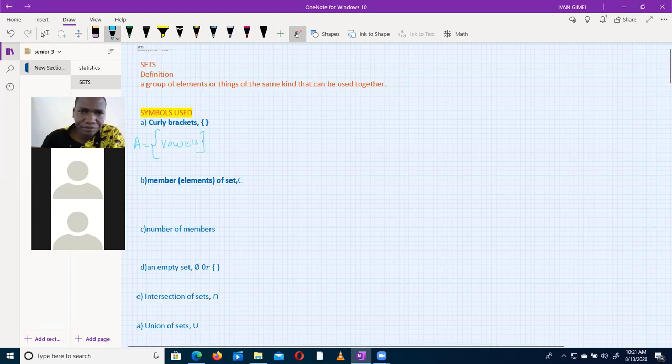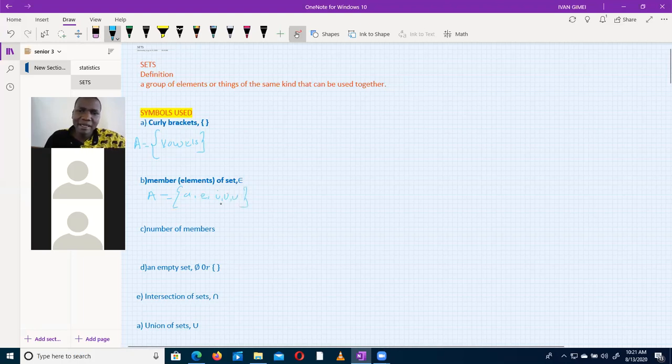The set of vowels. So whenever you see something like this, these are the brackets we use, and you know that already. Then the other one is member or elements of a set. What symbol do we use to say that something is an element of a set? Let's say we're given set A equals to the vowels we have, A, E, I, O, U, like that.